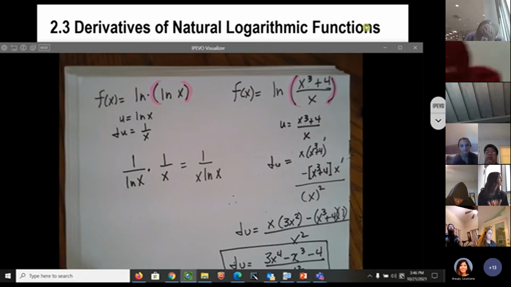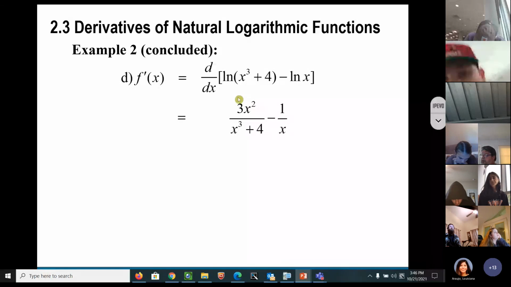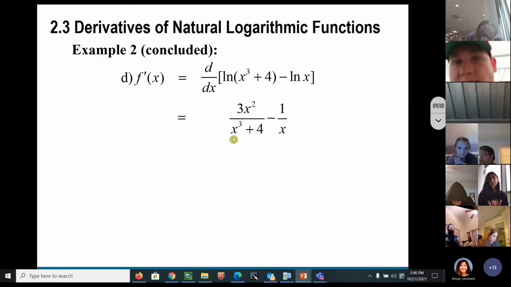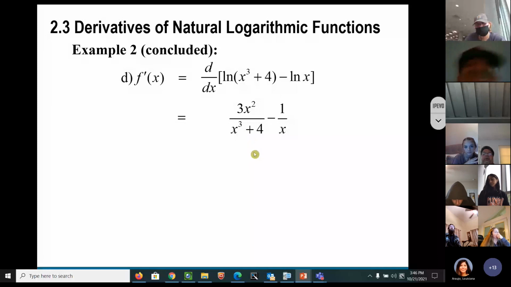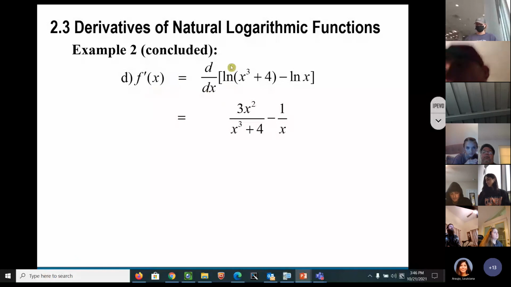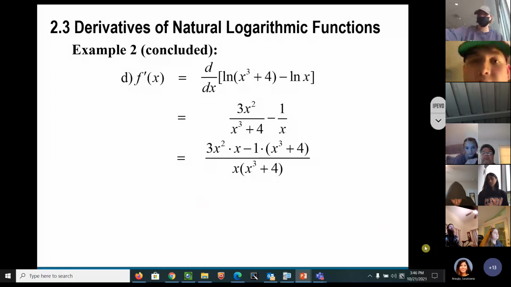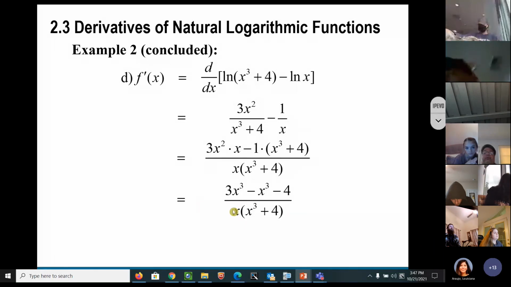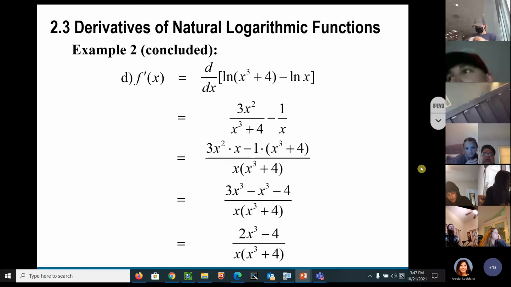And then you're just going to plug that in. There it is, 3x squared over x. Okay, they went ahead and simplified it some more. So we'll stop right there. Here's what I was doing: 3x to the third minus x to the third minus 4. Yeah. All right, we'll stop right there and everybody be happy with stopping right there.